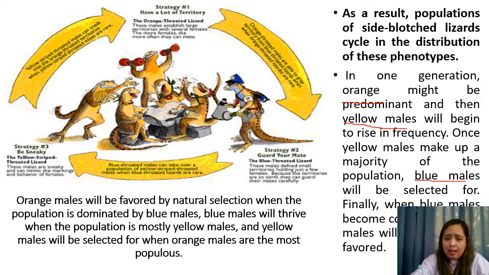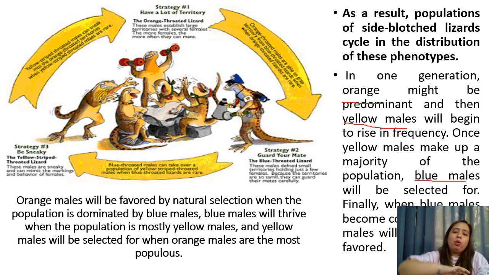But then again, between the blue and the orange, males are more strong or stronger, therefore they could deter this blue male. So may mga iba't iba silang strategy. Si orange more on the brute, si blue males more on guarding their mate, no? And then si yellow, ito yung mga sneaky, mga dumudulas sa loob. So there is now a cycle of the frequency.